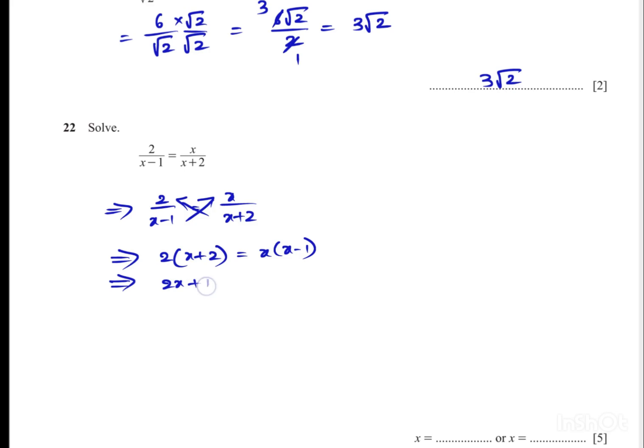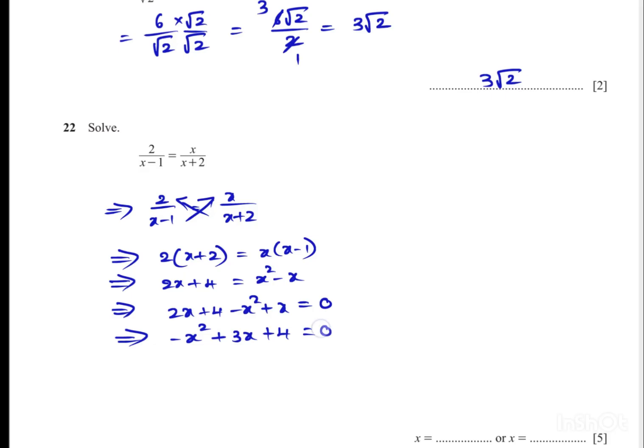2x plus 4 is equal to x square minus x. Bring x square and minus x to the left hand side and make it a quadratic equation. 2x plus 4 minus x square plus x is equal to 0. Minus x square, 2x plus x is 3x, plus 3x it is, plus 4 is equal to 0. Now change all the signs because the first term in the quadratic equation needs to be positive, so all the others become negative.